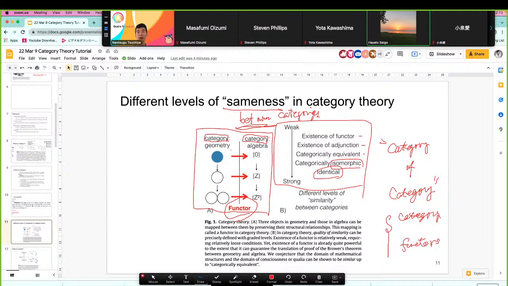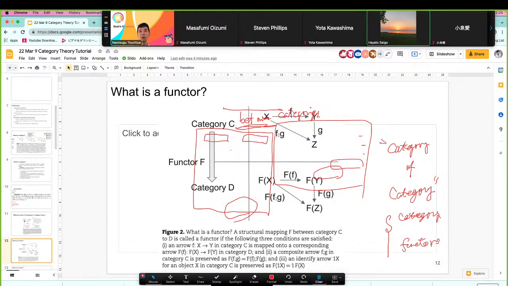Does it sound okay at all? Yeah. Okay. Is there any question so far for this? Okay. So let's move on to the definition of the functor.